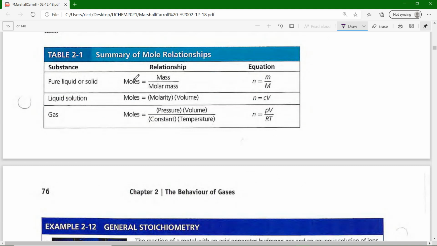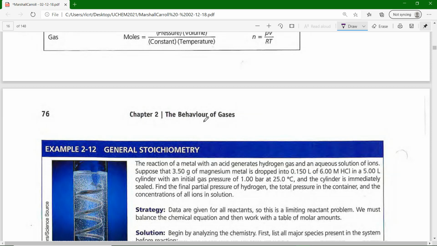If I'm talking about a liquid solution, to get the moles for a liquid solution, molarity times volume. This book decides to use, most of the time, not all the time, but most of the time, a lowercase c for molarity. So molarity in moles per liter times the volume in liters gives me the moles. And then for gases, to get moles, n equals PV over RT. Okay, so yes, I would definitely put this on an index card because you have to be able to convert to moles in a whole variety of situations.